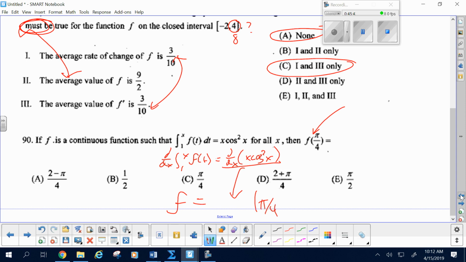The thought process would be, I want f by itself. How do I get rid of the antiderivative? What's the opposite of the antiderivative? Derivative. All right.